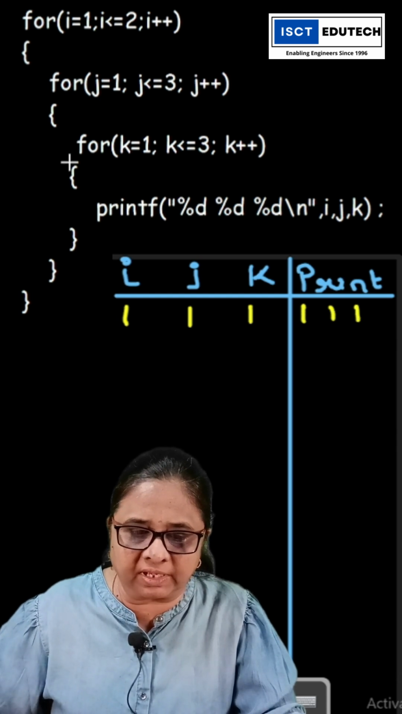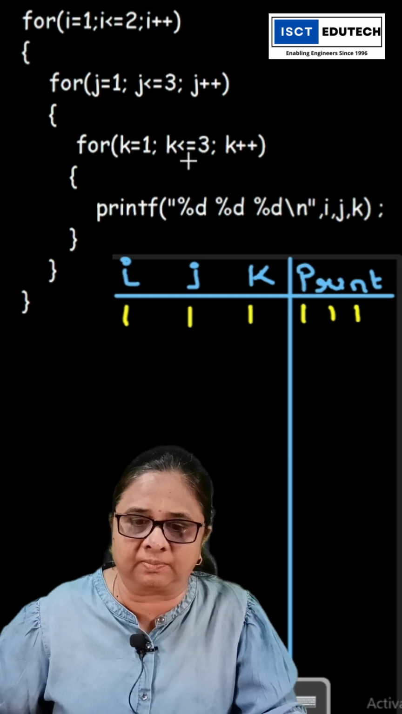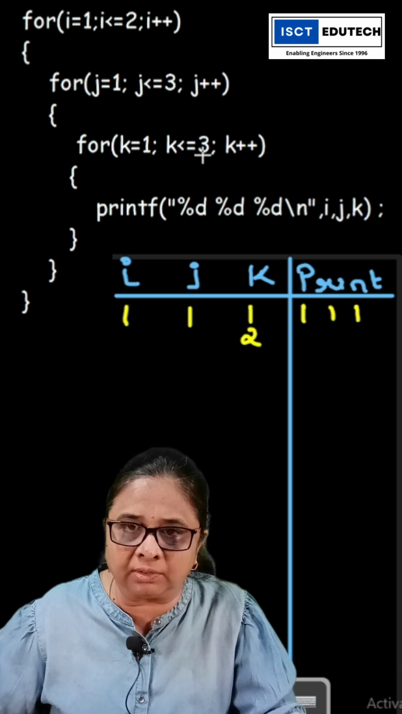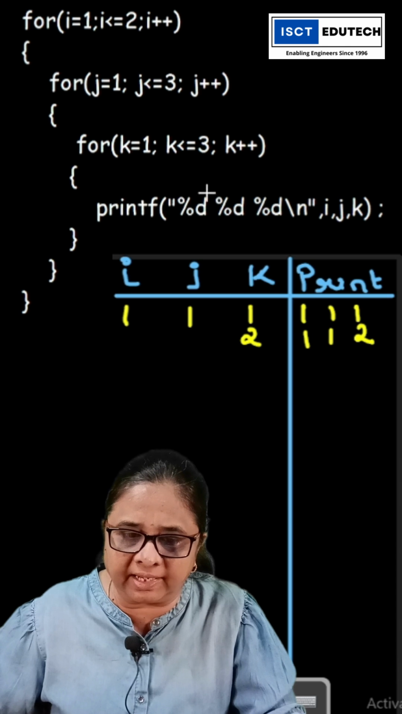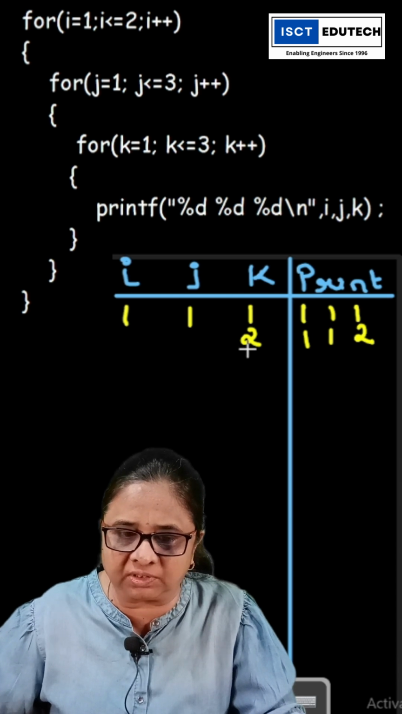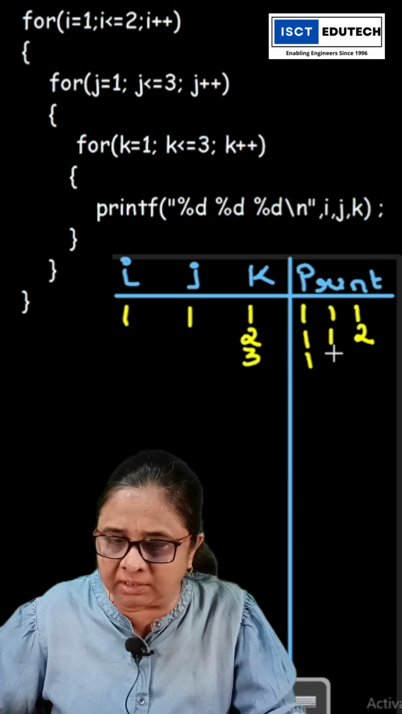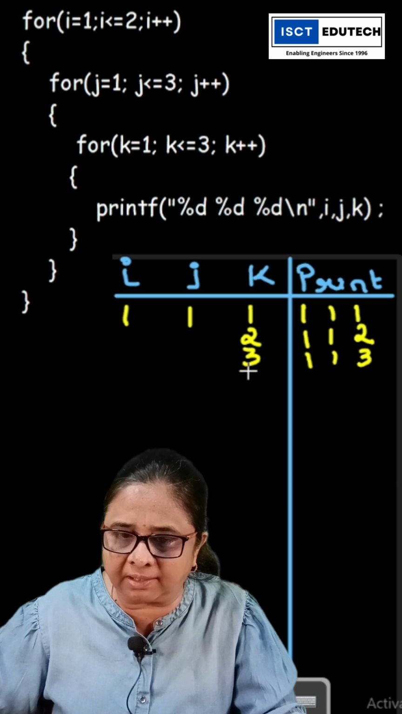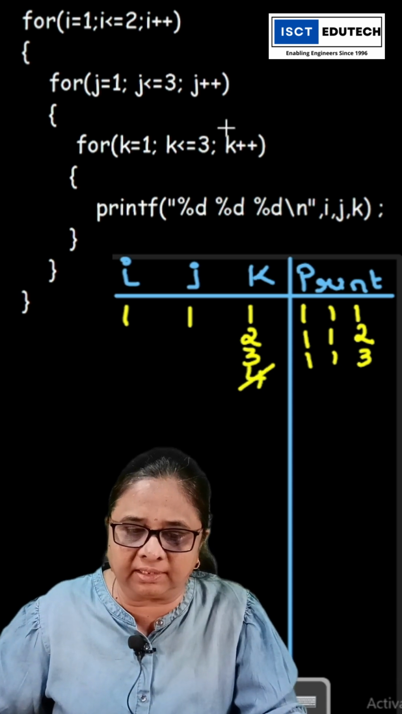Now, since we are in the K loop, where will it go back? It has to go back to K plus plus. So only K will change. K becomes 2. 2 less than or equal to 3, yes. So what is printed? 1, 1, 2. Next it again goes back to K plus plus, becomes 3. 3 less than or equal to 3, yes. So I is 1, J is 1, K is 3. It will still go back to K plus plus. K becomes 4. 4 less than or equal to 3, condition is false. It will not enter the K loop.